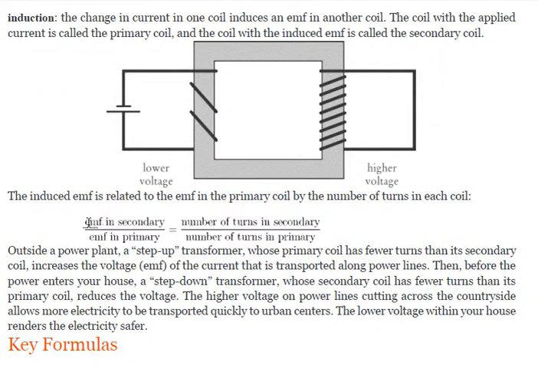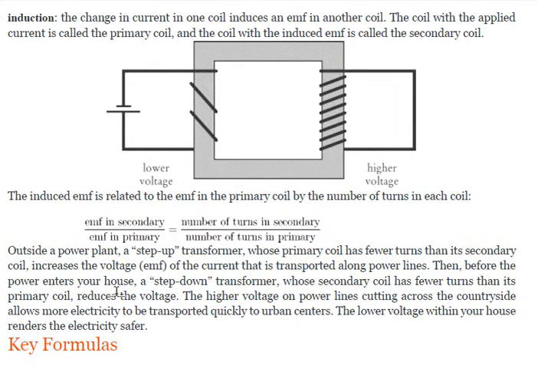So the relationship here, the induced EMF in the secondary compared to the EMF in the primary, is a ratio of the number of turns that they have. Another example outside a power plant, you will have a step-up transformer whose primary coil has fewer turns than its secondary coil. So it's meant to increase the voltage of the current that's transported along the power lines.